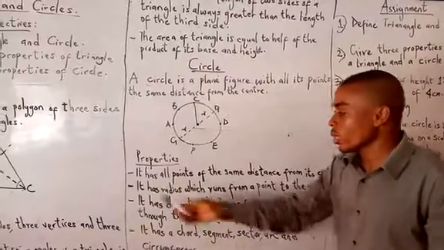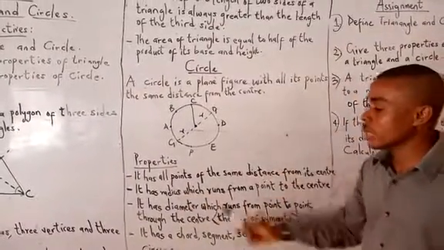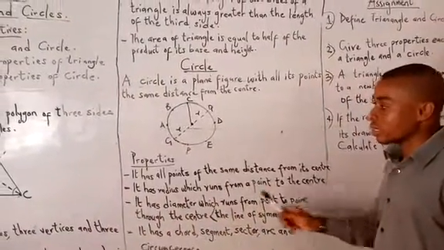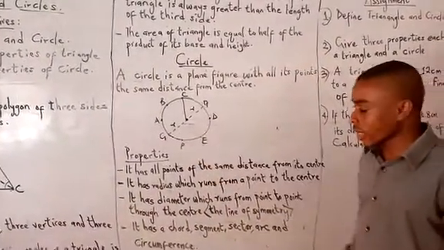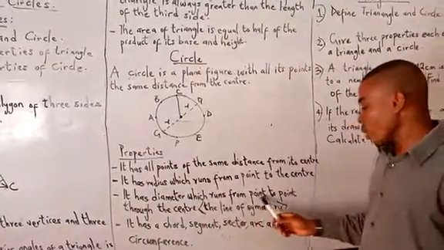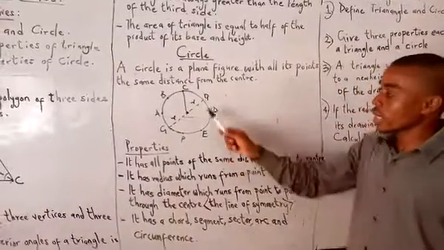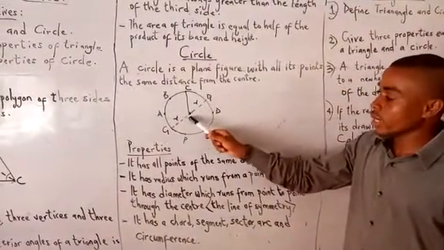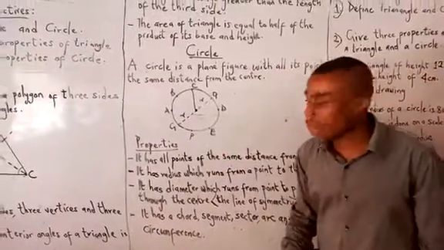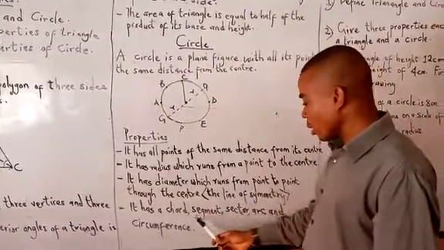Properties of the circle. 1, it has all points of the same distance from the center. We have said that already. 2, it has a radius which runs from a point to the center. You can see that on the diagram. Again, it has a diameter which runs from point to point through the center. That's the line of symmetry. So this line is seen as a line of symmetry because it's a line that divides the shape into 2 equal parts. Alright. Also, it has a chord.